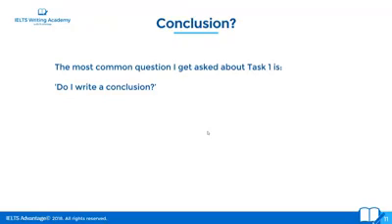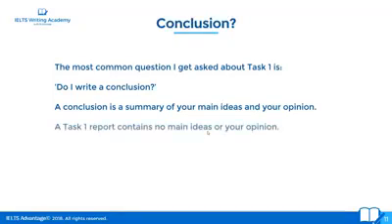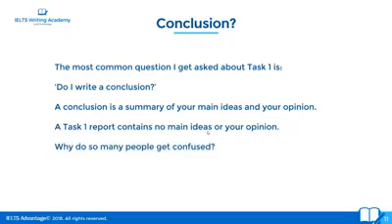They write about conclusions in Task 1 when this isn't really true. A conclusion is a summary of your main ideas and your opinion. A Task 1 academic report contains no main ideas, and it doesn't have any opinion. So therefore, you do not write a conclusion. Why do so many people get confused? Because there's so much conflicting information out there.